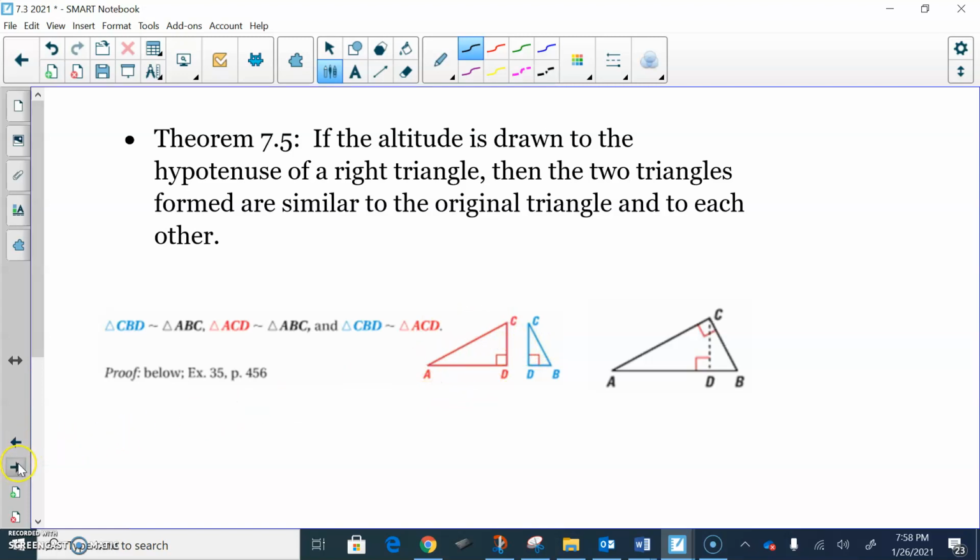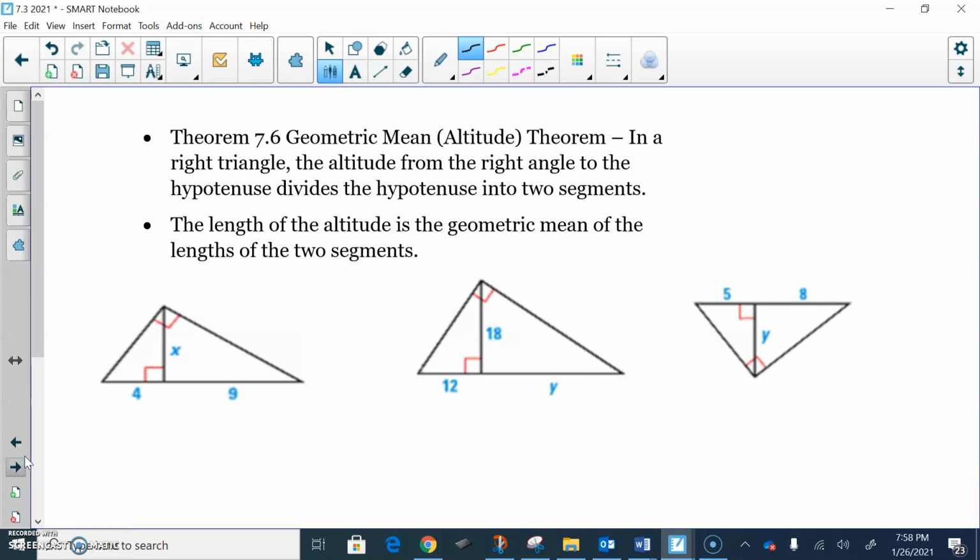But there's other ways to do that. I'm going to teach you a couple shortcuts, I call them. First one is Theorem 7.6. It's called the geometric mean. It says in a right triangle, the altitude from the right angle to the hypotenuse divides the hypotenuse into two segments. We can see that. The trick here, it says the length of that altitude is the geometric mean of the lengths of the two segments.